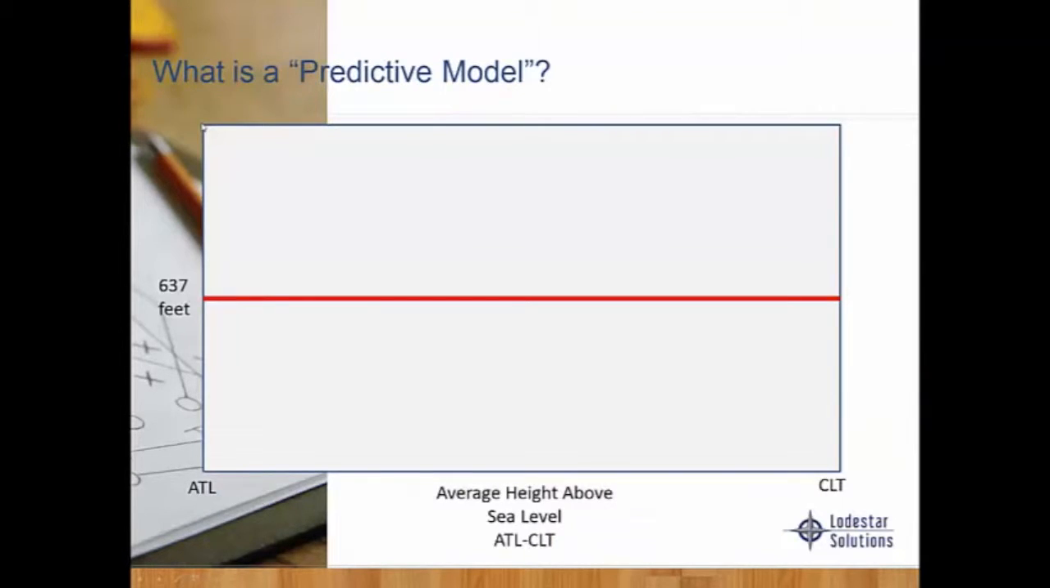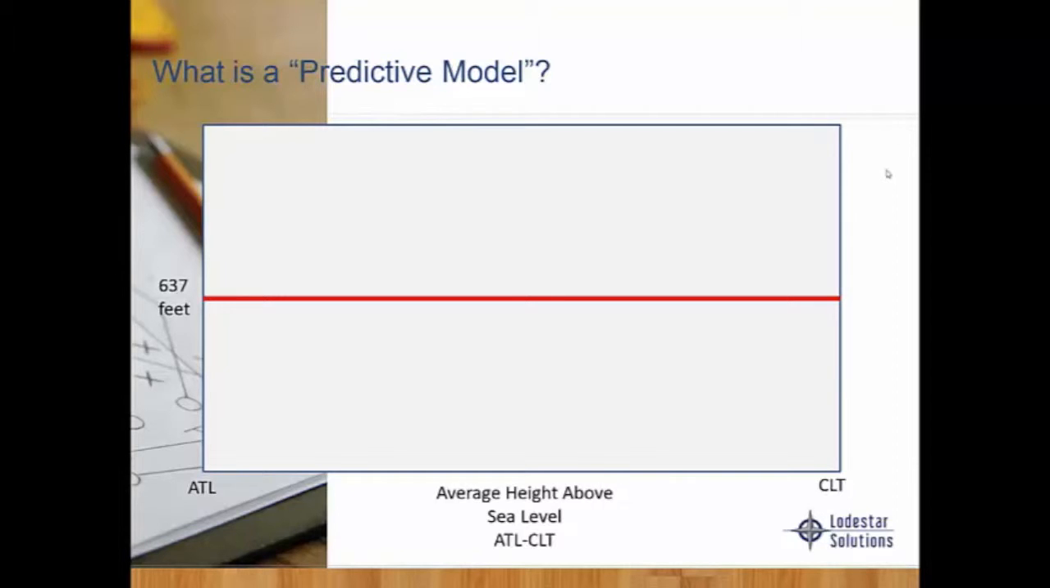So what is a predictive model? Looking at the screen, you see this nice bright red line. That is a predictive model. It's an average. It's showing the average height of the ground above sea level between Atlanta and Charlotte. So everybody around us has probably built some sort of predictive model. It's very easy to build to calculate averages, and so we do that all the time.